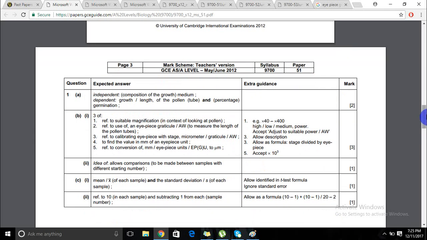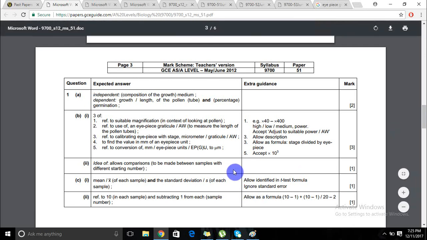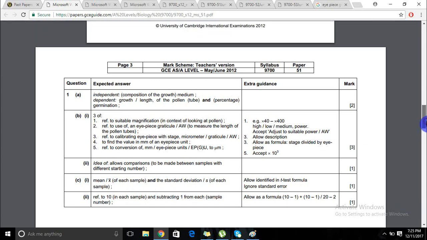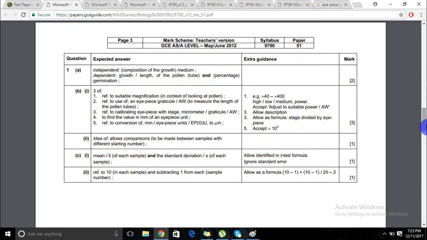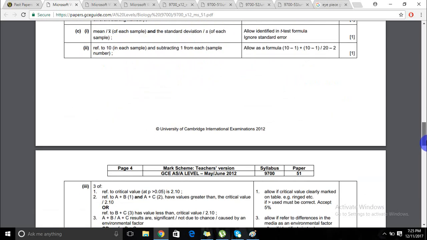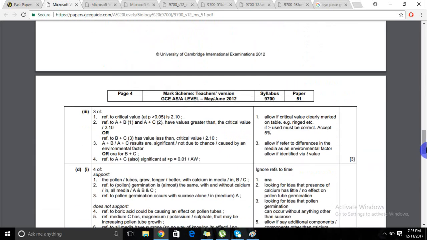Idea of allowing comparison to be made between samples with different starting numbers. Yep, 1 mark guaranteed. Mean of each sample and standard deviation of each sample. Another 1 mark. Reference to 10 in each sample and subtracting 1 from each, another 1 mark. Reference to critical value, where the probability is greater than 0.05, is 2.1.